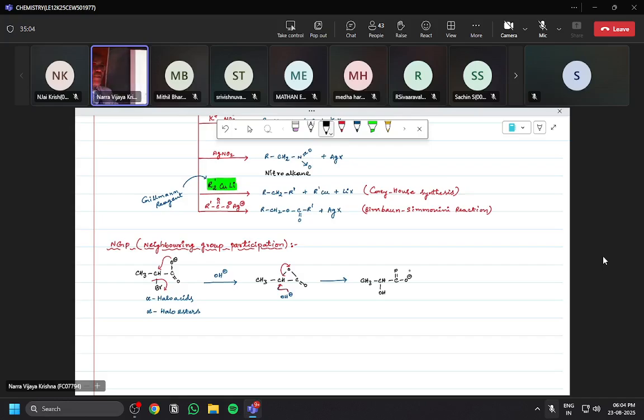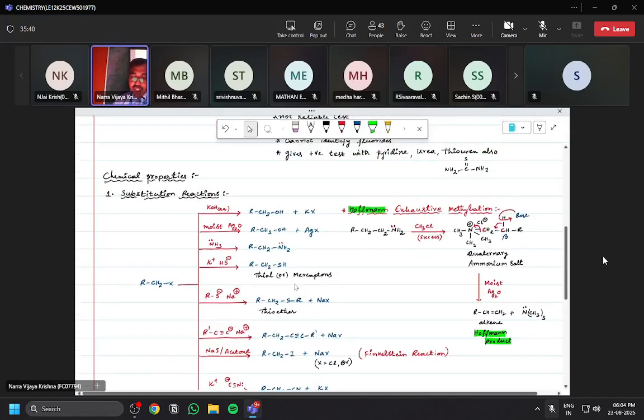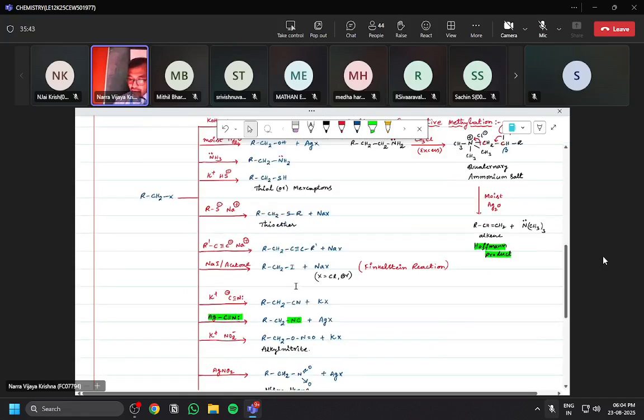In this reaction, indirectly, Br is replaced by OH or not? So it is substitution only, right? But what happened? The neighboring group is involved in this substitution, and hence the rate of reaction will be very high. The rate of reaction will be high due to NGP, neighboring group participation. Any questions, sir, in this? Online, respond. Do you have any questions about this one? No, sir.